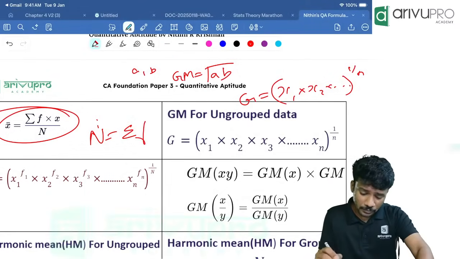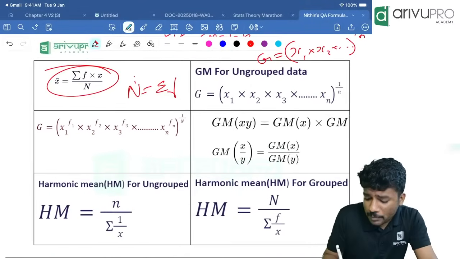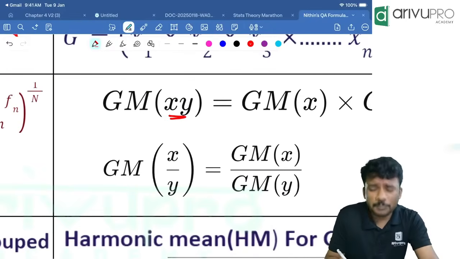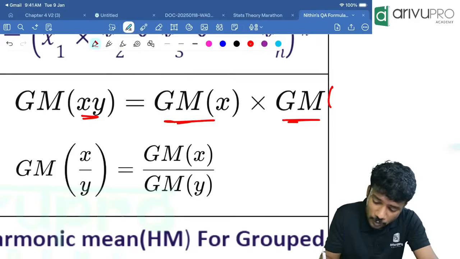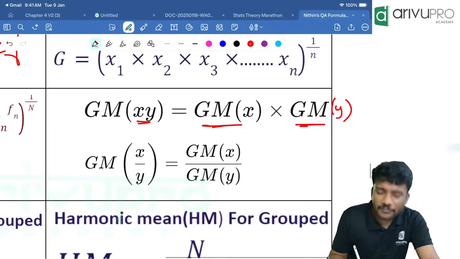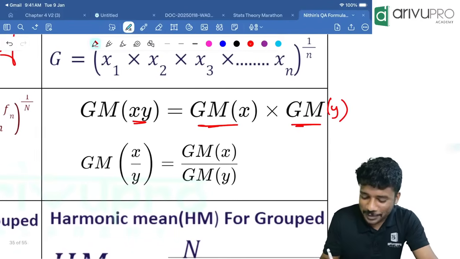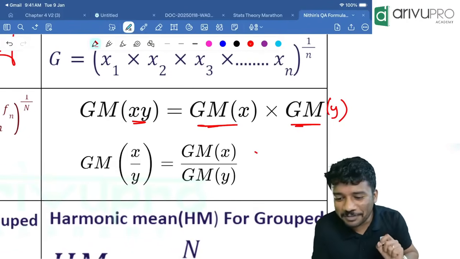Then GM of the product of two variables x, y can be written as GM of x into GM of y. GM of x divided by y can be written as GM of x divided by GM of y.